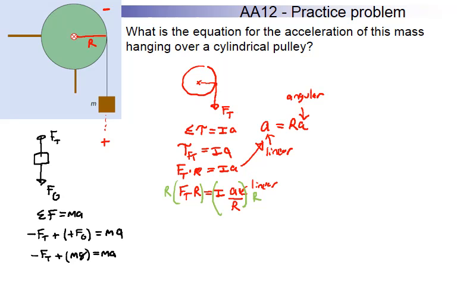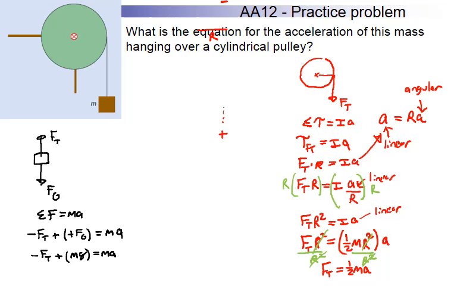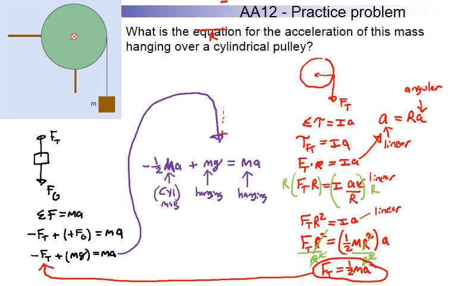So we can multiply both sides by the radius, and we end up getting force of tension times the radius squared equals the moment of inertia times the linear acceleration. And the moment of inertia for a cylinder like this is 1/2 Mr squared. We'll divide both sides by r squared. And so we end up with force of tension equals 1/2 Ma. And we can place that into the force of tension here. So we get the 1/2 Ma.